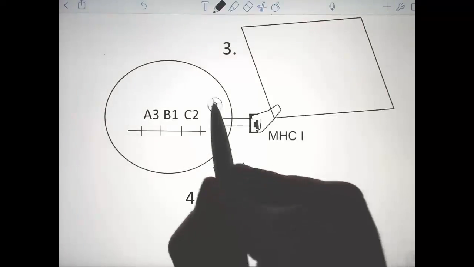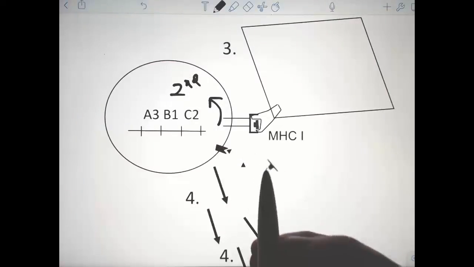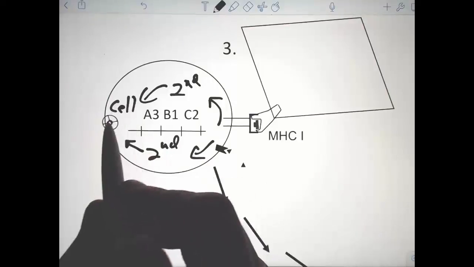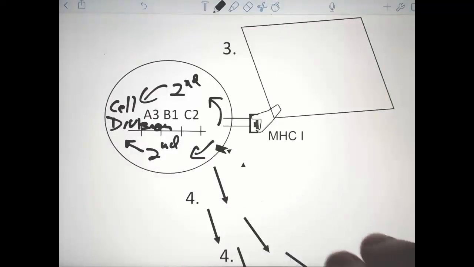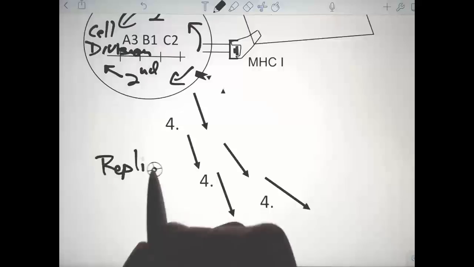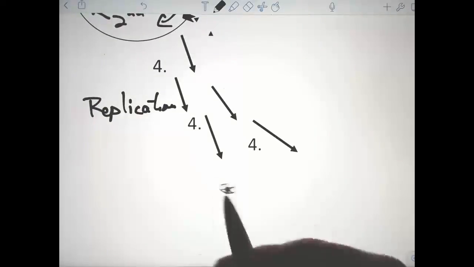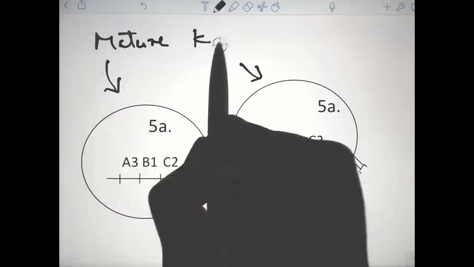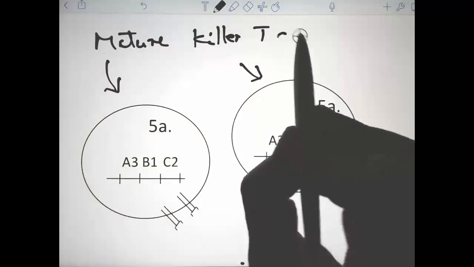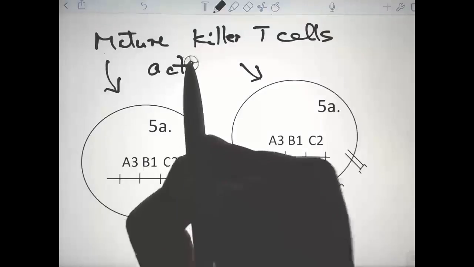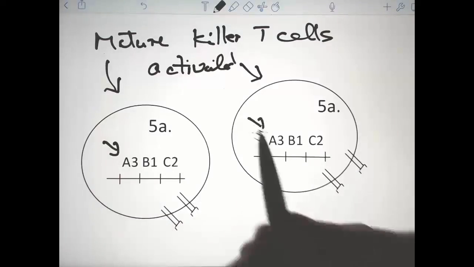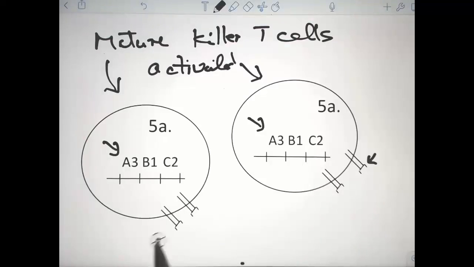Once activated, once these two second messenger cascades have happened, they trigger cell division. And so we get many rounds of replication, potentially to thousands or millions of cells. And after replication, we have many mature killer T cells that are now activated. Notice they have the same set of regions for this binding site, and so they'll bind the same target.